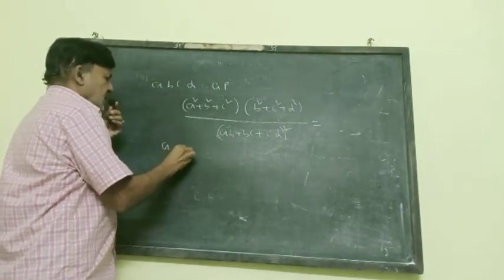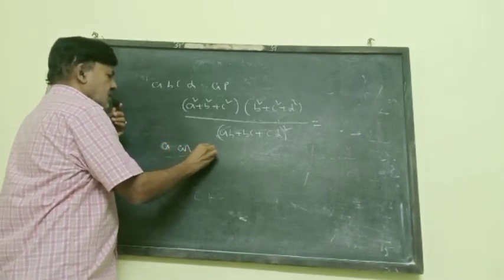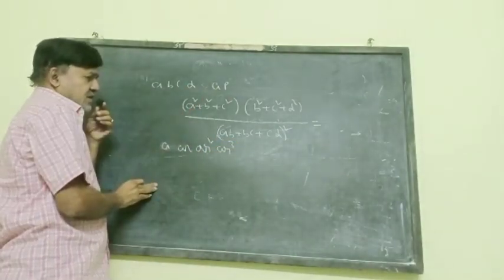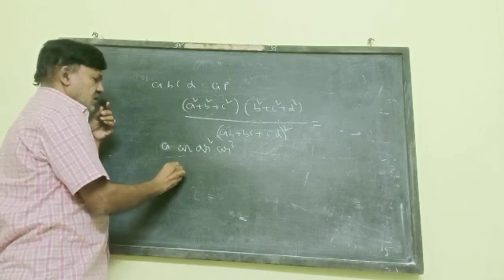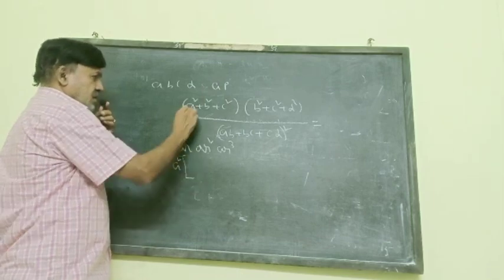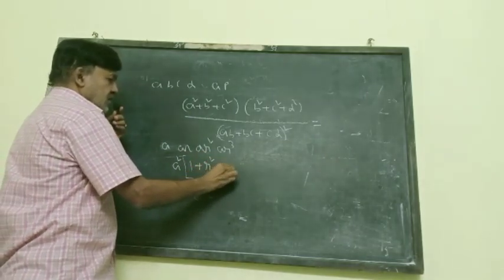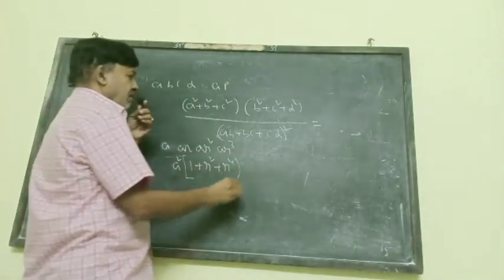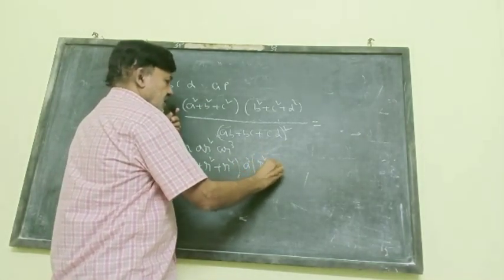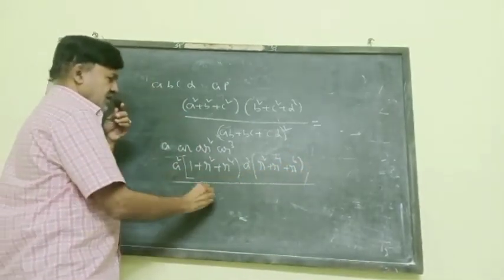You can have A, AR, AR square, AR cube. Substitute in this, and you are going to get A square; you can take A square common. So 1 plus R square plus R power 4. Here also A square common: R square plus R power 4 plus R power 6.